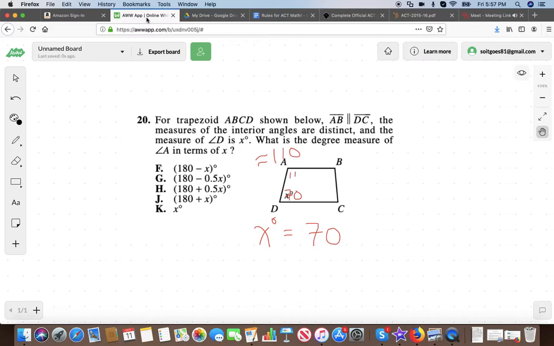Okay, so we're dealing with real values here. Take a look at this. Does x look like it could be 70 and A look like it could be 110? Does that look reasonable? Yes, it's totally reasonable. Great. We're dealing with real values. All right, the question is, what is the degree measure of angle A in terms of x? The right answer is going to give us A in terms of x. So the correct answer is going to give us something close to 110 when x is 70. Look at the answer choices.